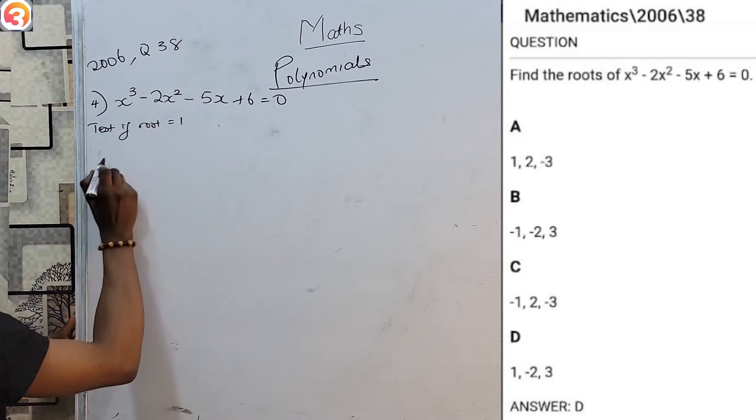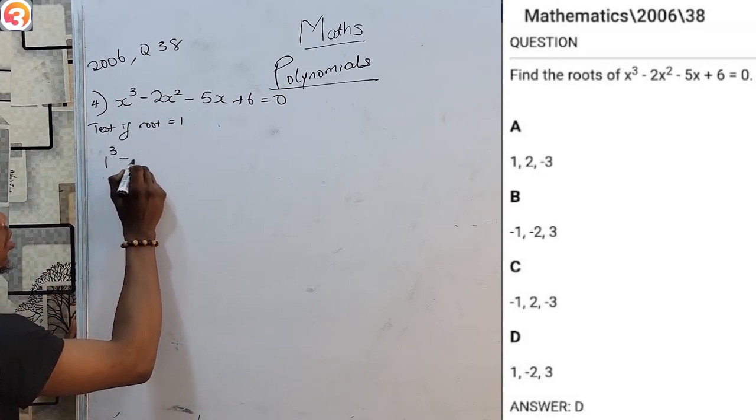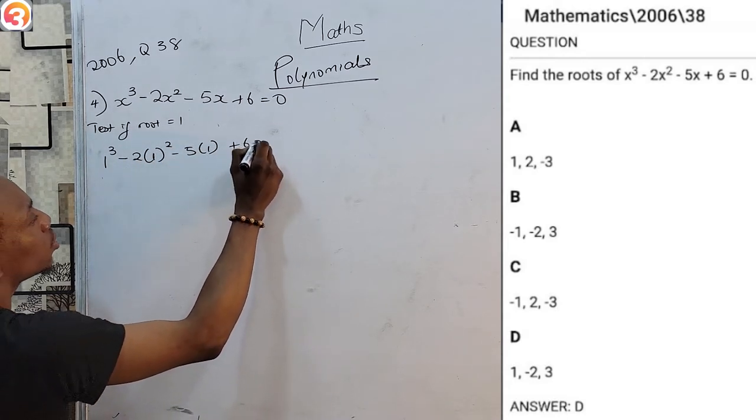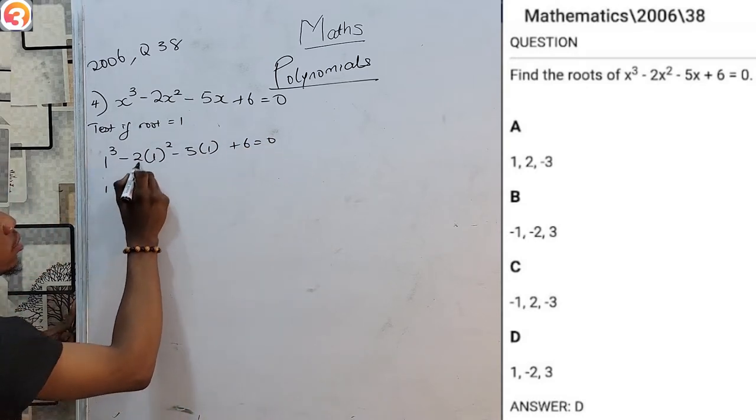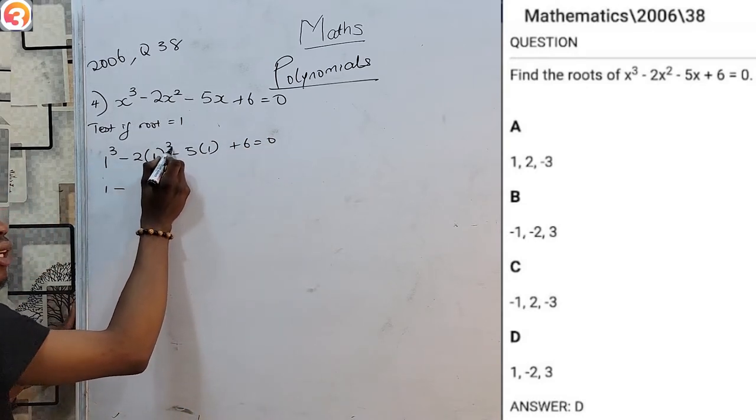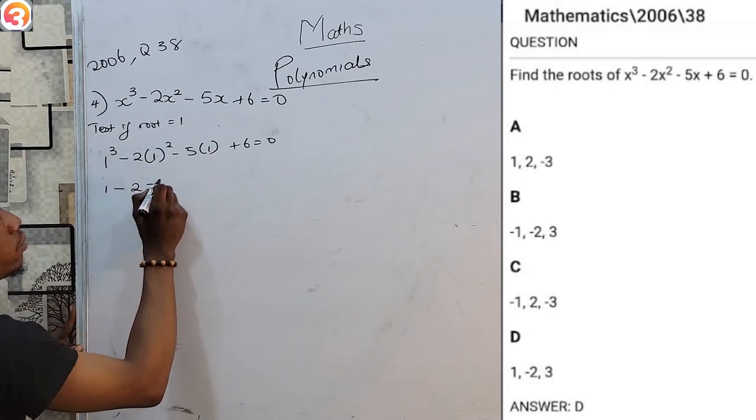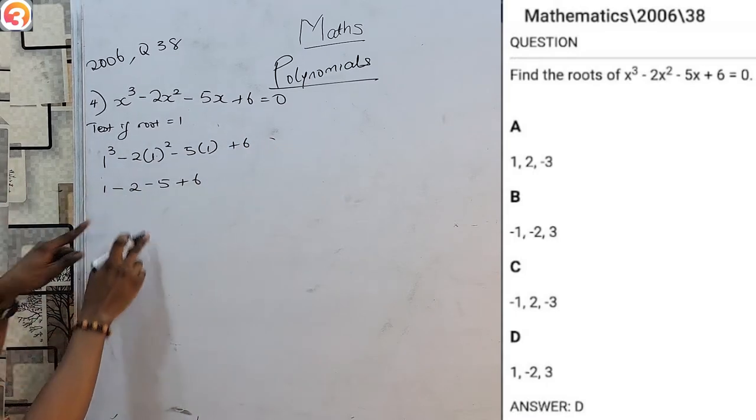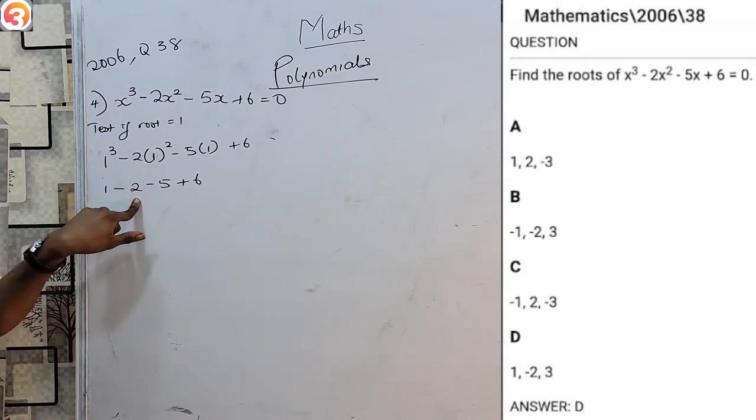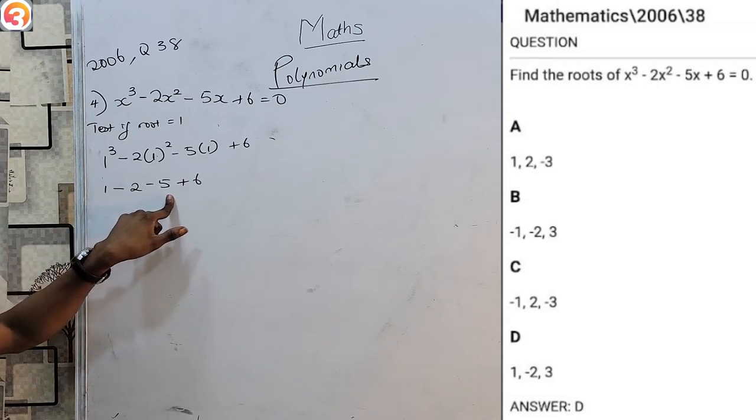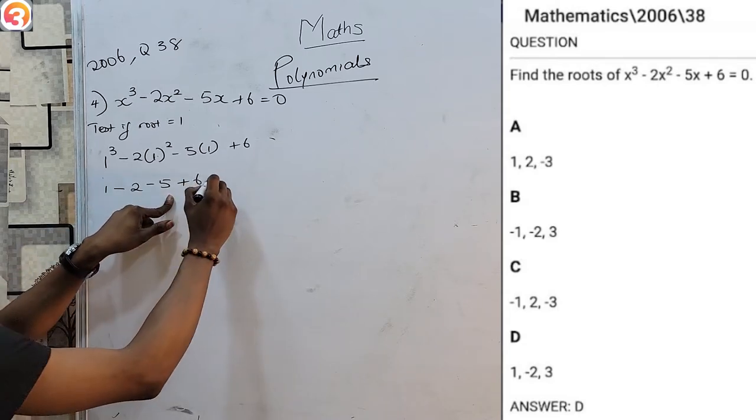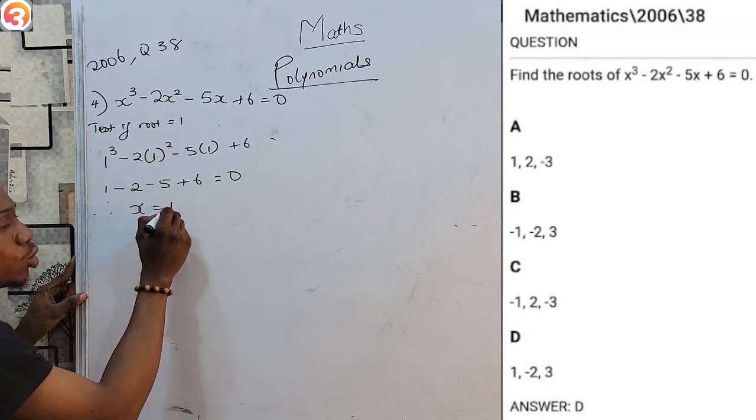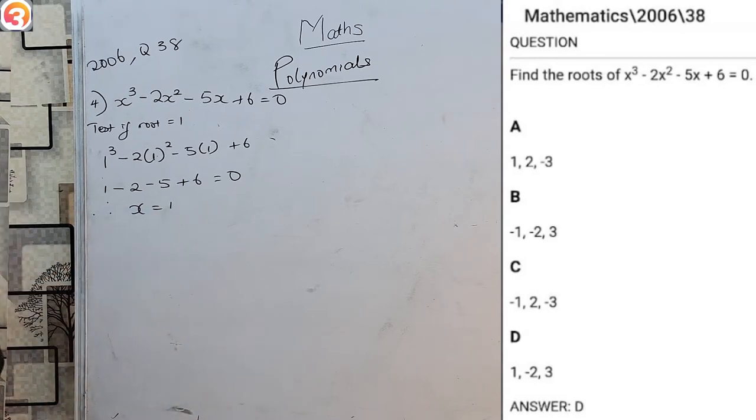Try it. 1 going there becomes 1 cubed minus 2 times 1 squared minus 5 times 1 plus 6 equals 0. 1 cubed is 1. 2 times 1 squared: 1 times 1 is 1, so 2 times 1 is 2. 5 times 1 is 5, plus 6. Let's test if it will give me 0. 1 minus 2 is minus 1. Minus 1 minus 5 is minus 6, and minus 6 plus 6 is 0. Therefore, I know that x must be equal to 1. That is my first root.